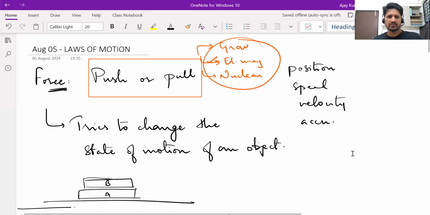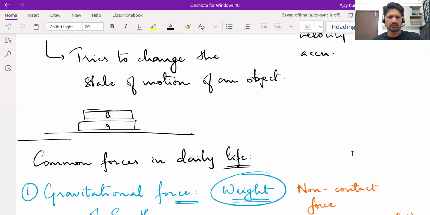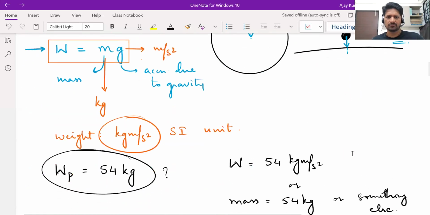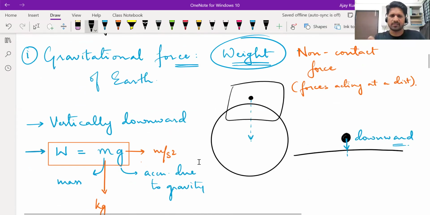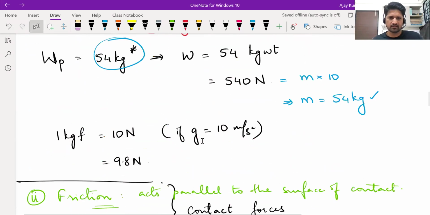Okay, so last class we discussed the basic idea of force, then some common forces that we come across in daily life. One force we discussed in detail was the weight of an object. The formula for calculating weight is W = mg. m is the mass of the object, g is the acceleration due to gravity, and weight acts in the vertically downward direction.